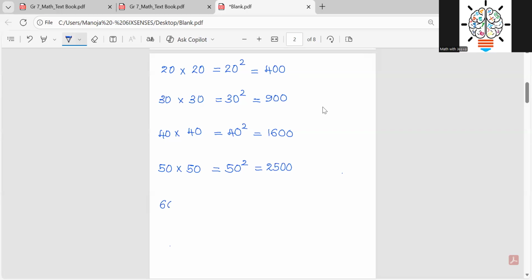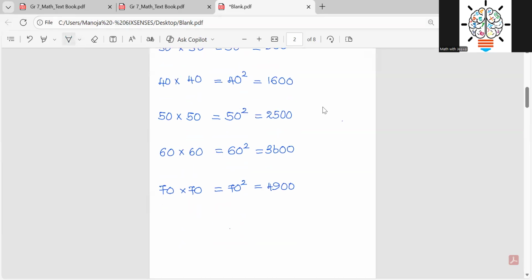Let's say I'm talking about 60 squared. You know 6 squared is 36, and you add zeros. If we are talking about 70 squared, how do you get that? You know 7 times 7 is 49, and you add 2 zeros, right?